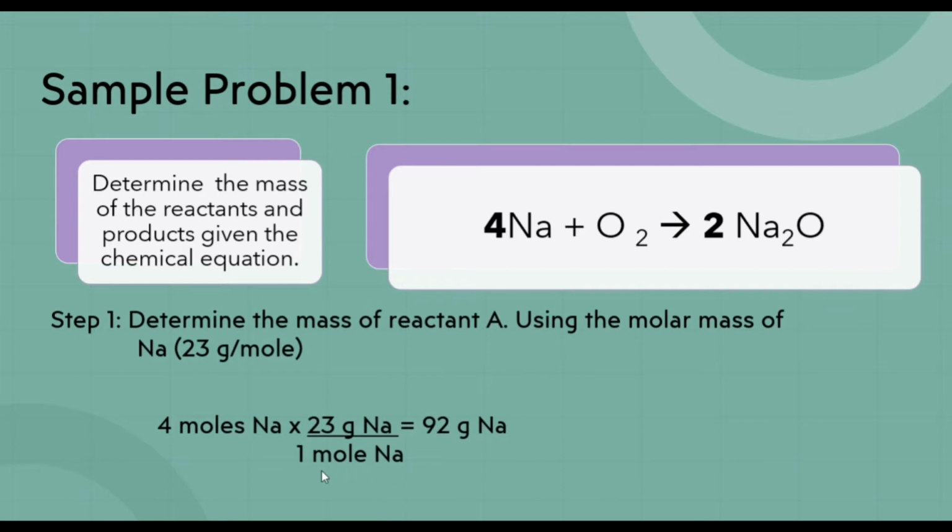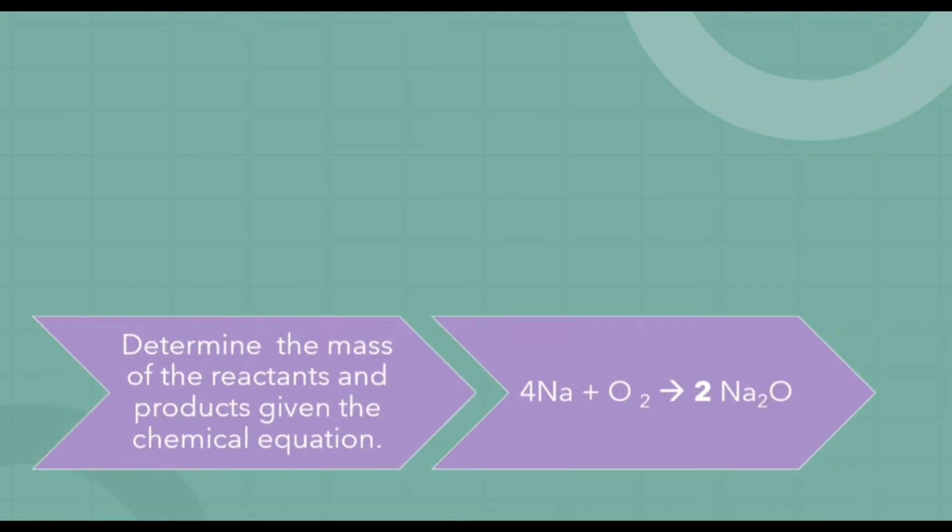So just cancel the same unit, that is mole, and then another mole here. Then what will happen is you will multiply 4 with 23. So 4 times 23, we have 92 grams sodium. So the mass of reactant A, which is sodium, is 92 grams.